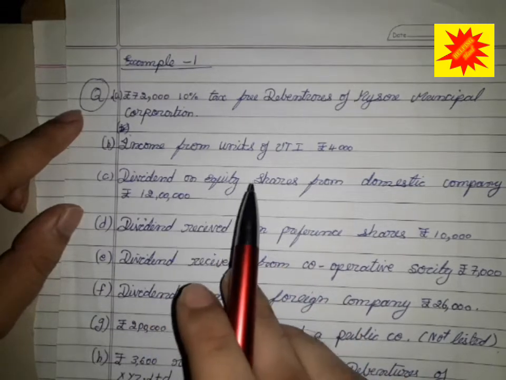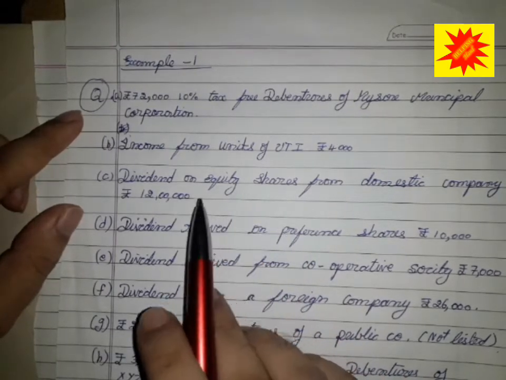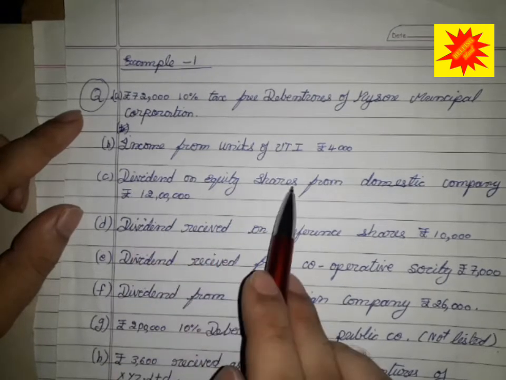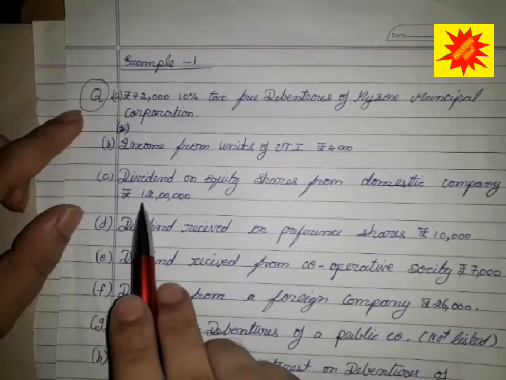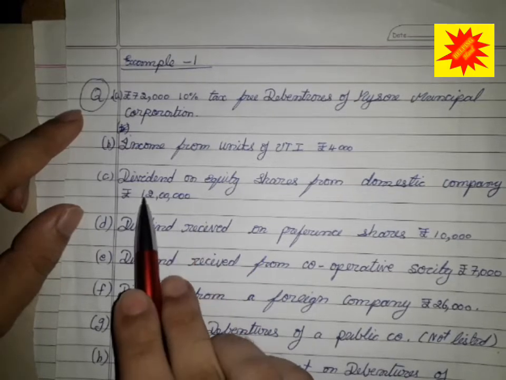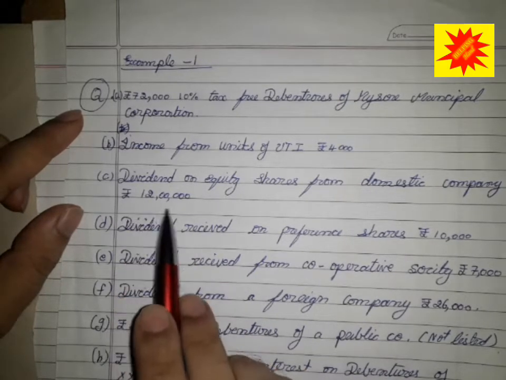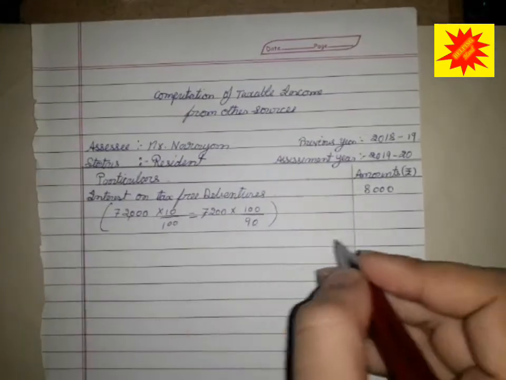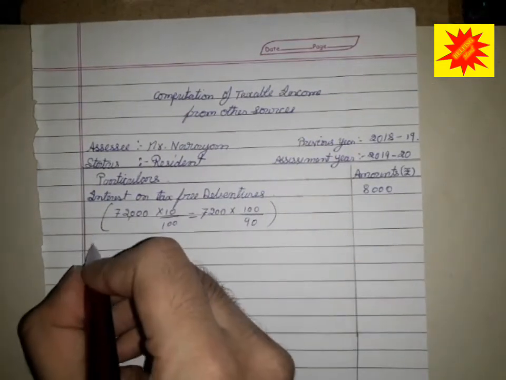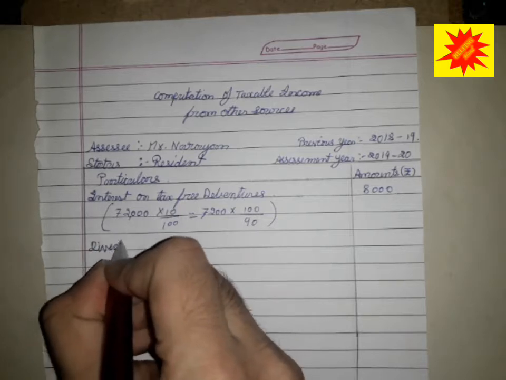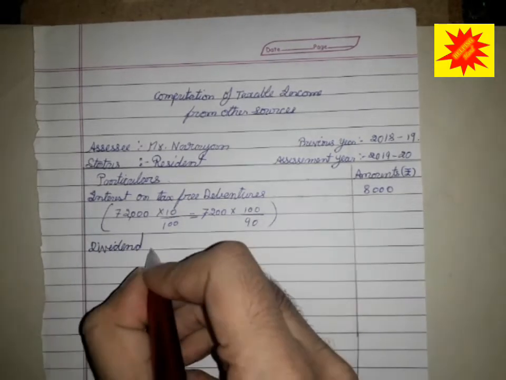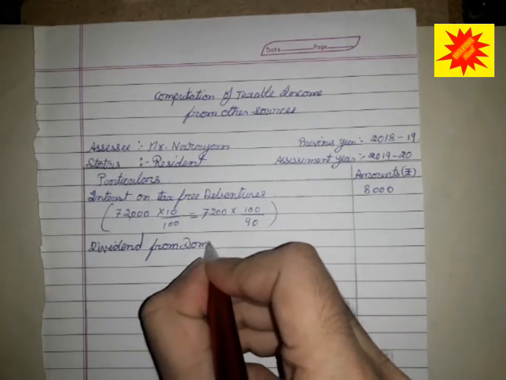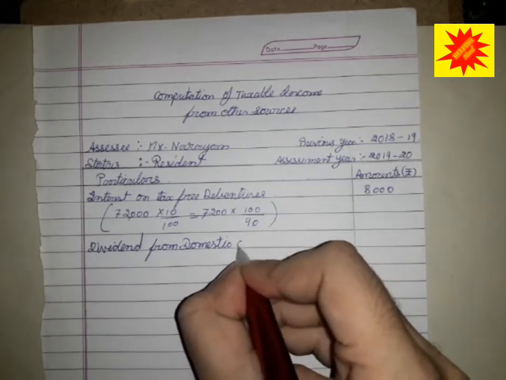So here Mr. Narayan is a resident and is an assessee here, and his income from dividend of an equity shares from a domestic company is more than 10 lakh by 2 lakh rupees. Hence that 2 lakh rupee will be taxable. So what we do is we consider that dividend from domestic company.